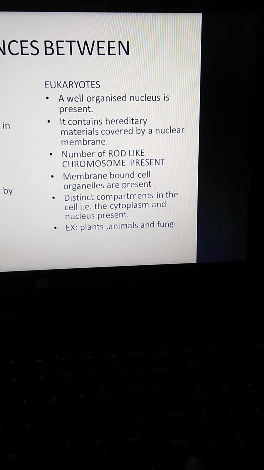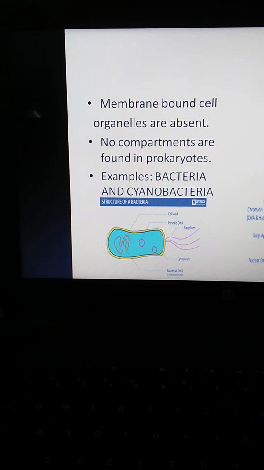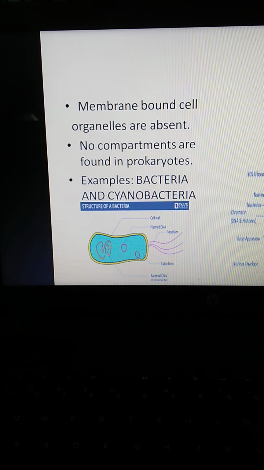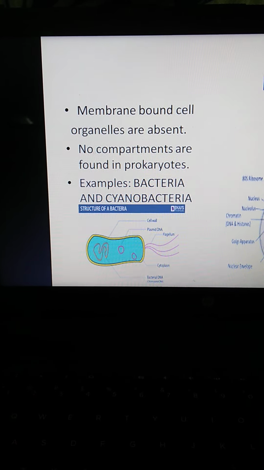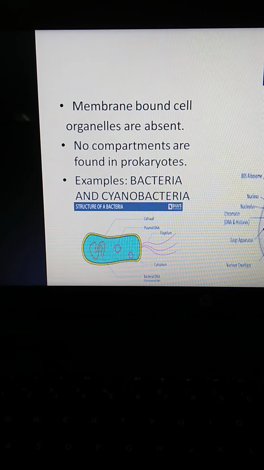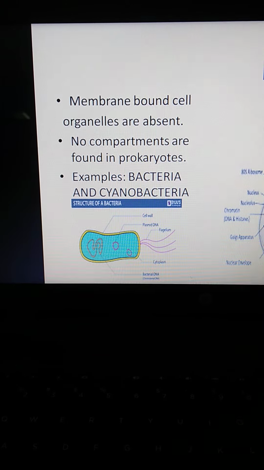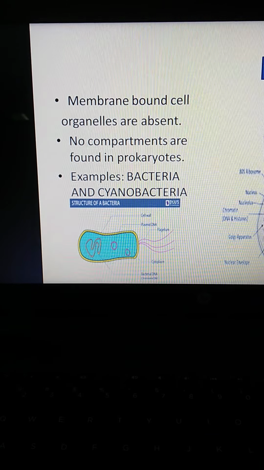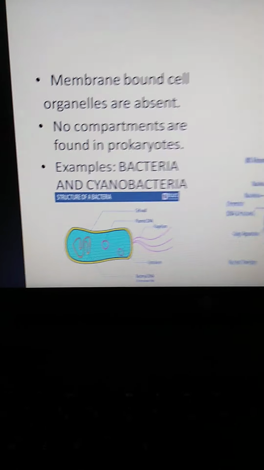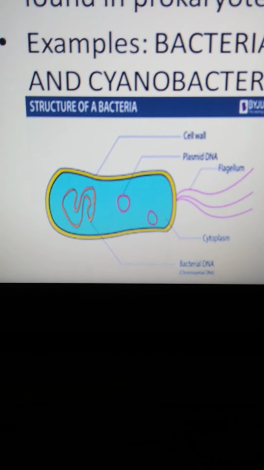Okay, I'll show you in the other slide some more points regarding prokaryotes. See here, we said eukaryotes have membrane-bound cell organelles. Here the membrane-bound cell organelles are also absent, and because the membrane is not there, no defining boundaries are there, therefore everything is lying in the cytoplasm. So there are no compartments found in prokaryotes, and the examples are bacteria and cyanobacteria. I'll give you a close-up of this bacterial diagram. Can you just see this?